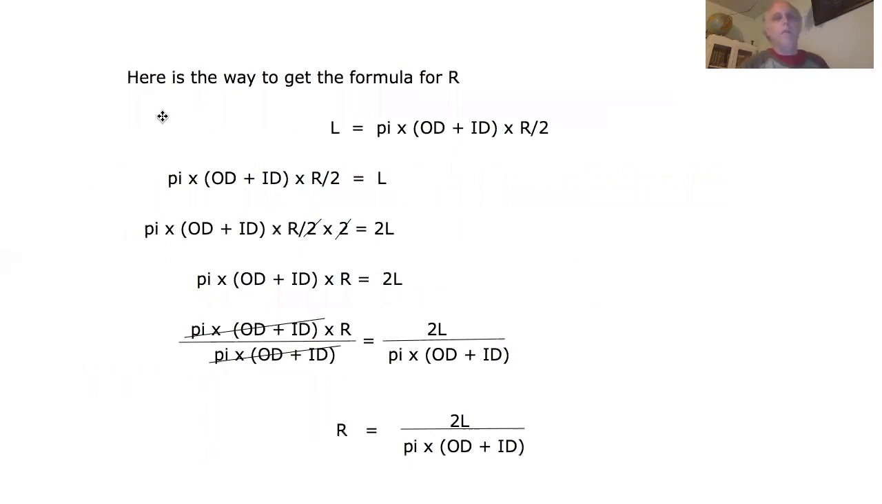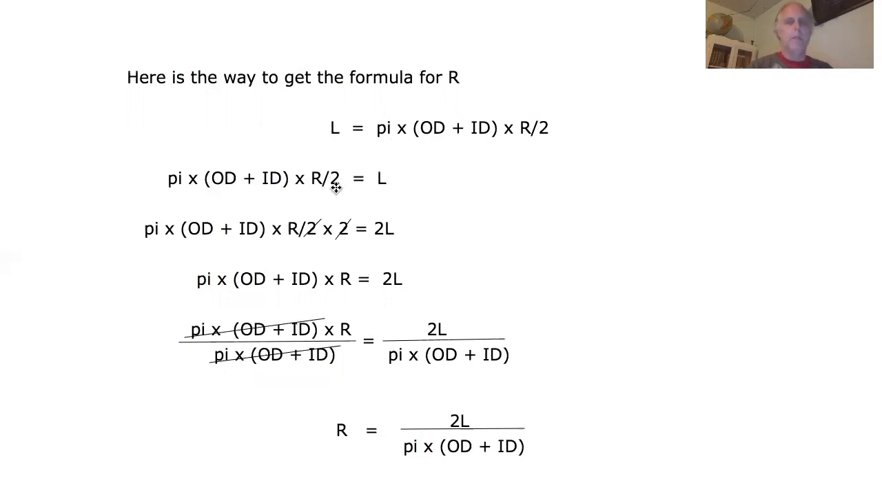Okay, here's the way to get the formula for R. Here's our initial equation. L equals pi times (outer diameter plus inner diameter) times R divided by 2. As you recall, since we want to have R all by itself on the left-hand side of the equation, the first step is to switch these two values so that L is now on the right-hand side, and this whole thing, pi times (OD plus ID) times R divided by 2, is on the left-hand side.